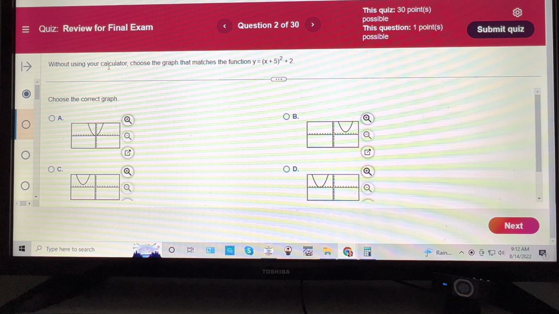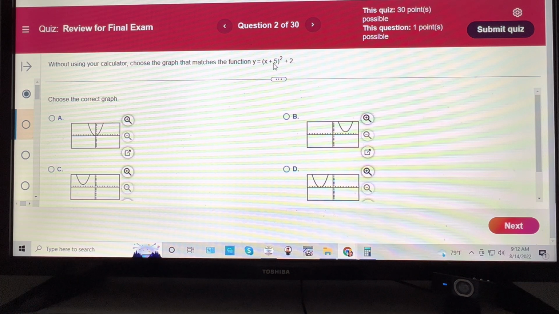Okay, now it says without using your calculator, but during an exam, nobody's going to know if you used your calculator. But the point of this was, do you know what these changes do to a function? Because it does the same to any kind of function, whether you have x squared quadratic, or x cubed, or a square root of x, or an absolute value of x, any of the basic parent functions. There's a change with x.